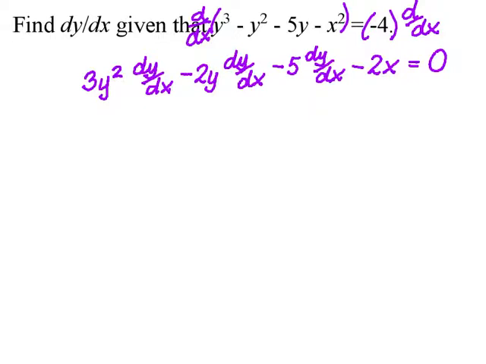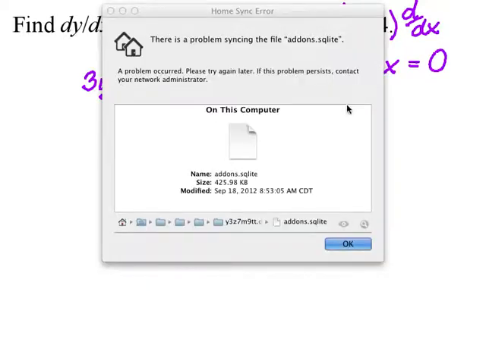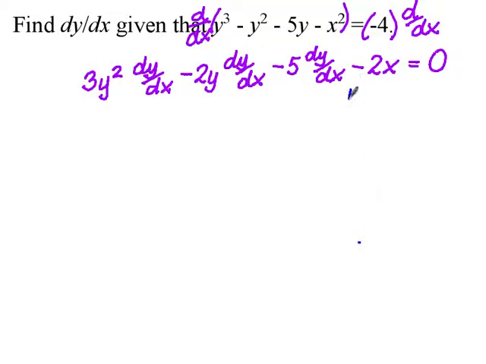Okay, now I'm just going to let you look at that, make sure that you've got that down. What should my next step be? Add what? Move the 2x to the right side. Okay, because remember, our goal was to have all the dy dx's on one side of the equation.